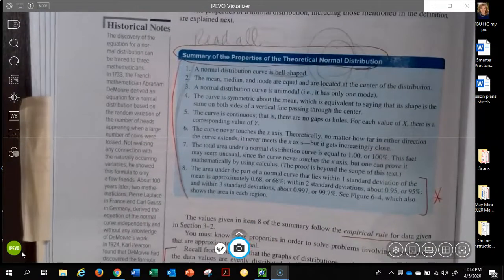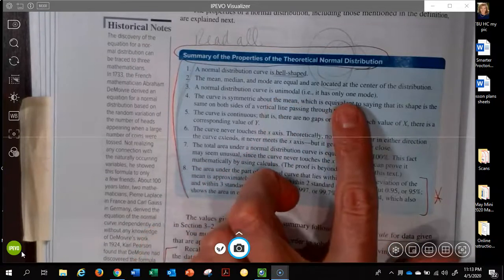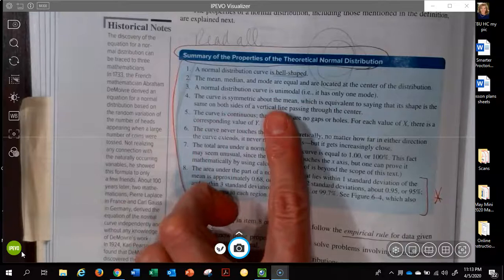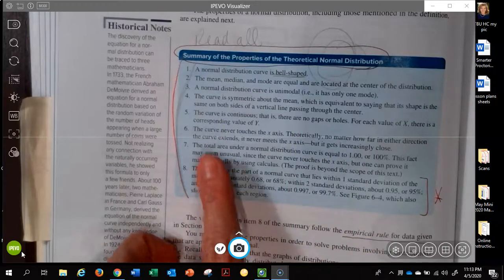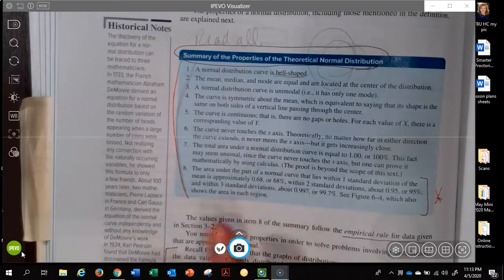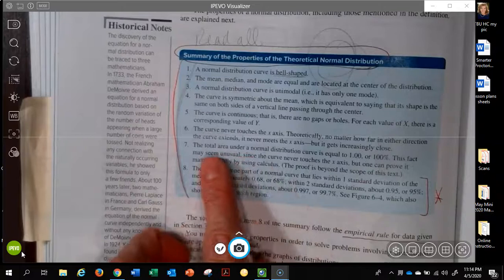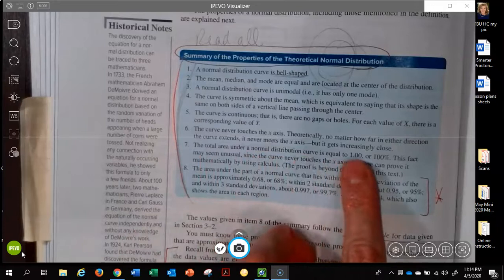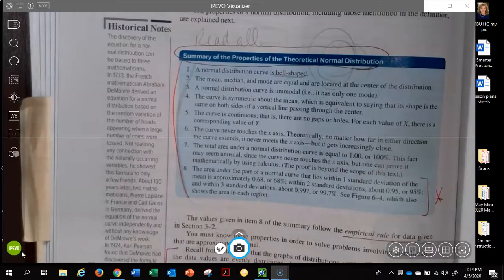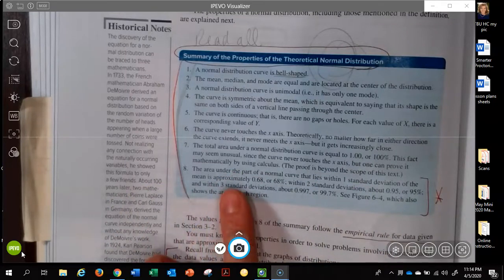Step 3, or thought 3, is called unimodal. It is symmetric. It's the same on both sides, and the curve is continuous, no gaps. The curve never touches the x-axis, and we talked about asymptotic in class, that on both sides it will never touch going to the left or to the right. The total area, highlight, underline, scribble, under this curve is equal to either what we would call 1 or 100%. And it may seem unusual. We could prove it in calculus. We're not going to right now.